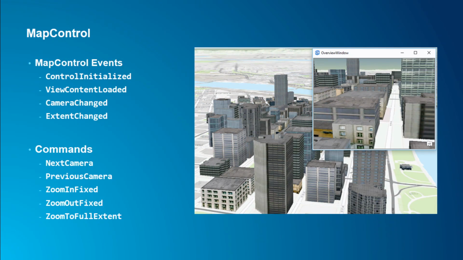The map control exposes a bunch of events, like the extent changed or the camera changed event. You can listen to the extent changed event, and when the map control's extent changes, you can sync up your workflows for that. On this slide, I've also listed some of the commands exposed by the map control, so you can use those to manipulate the display of your map control.